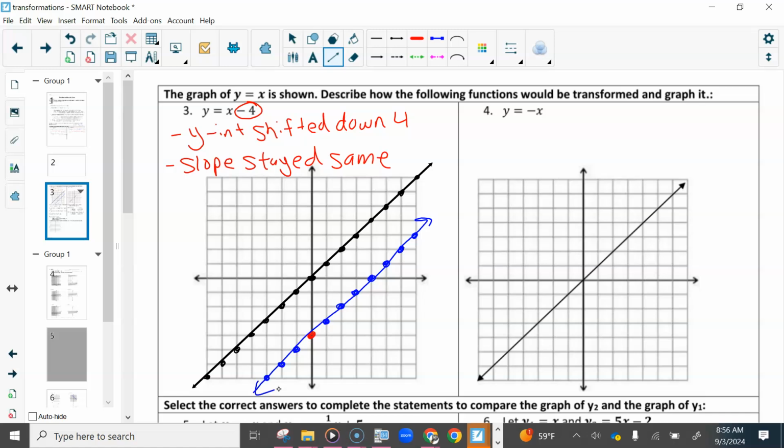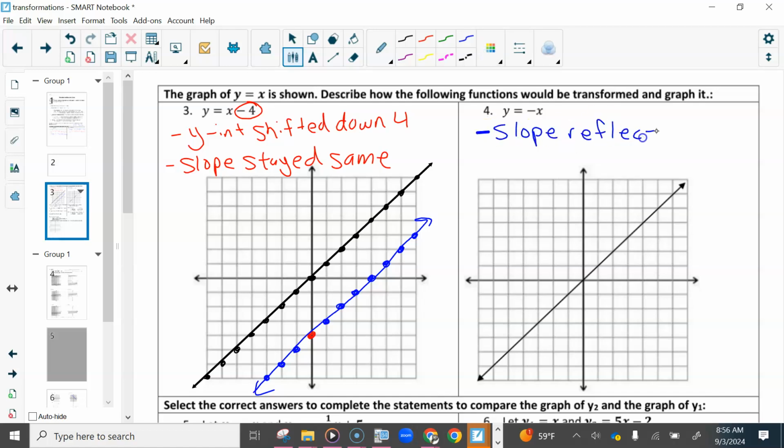Okay. What changed in this one from the original? It reflected. What reflected? Slope. Yes, the slope reflected. Did it shift down? Did it change at all? Do you see a y-intercept here? We're always comparing to the original. So then the y-intercept stays the same.